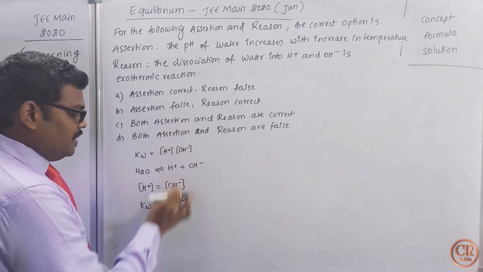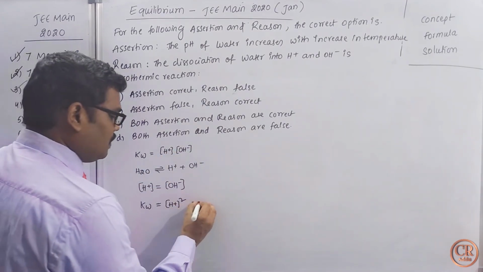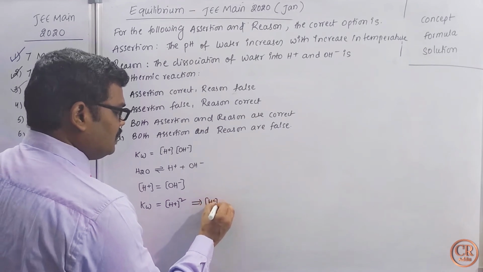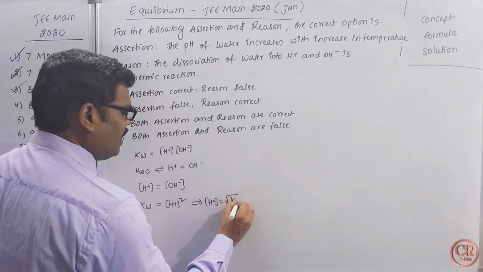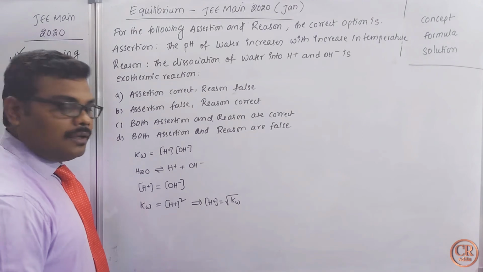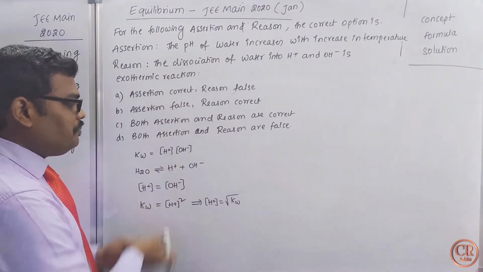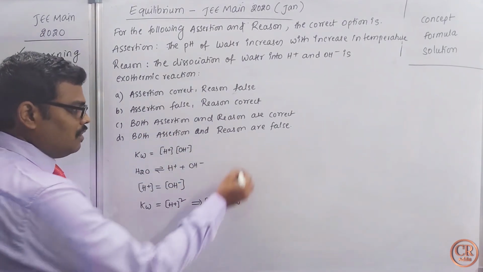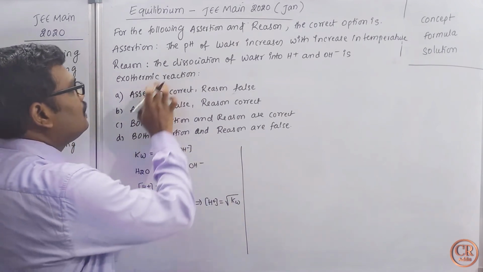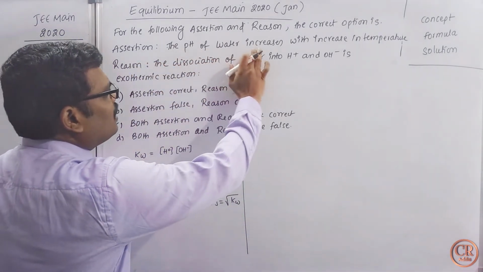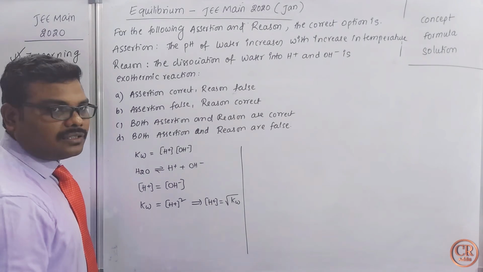So H plus into H plus whole square. So from this, H plus ion concentration is equal to under root Kw value. Now this is a suitable concept for this question. Now we'll see the first assertion. Assertion is: the pH of water increases with increasing temperature.